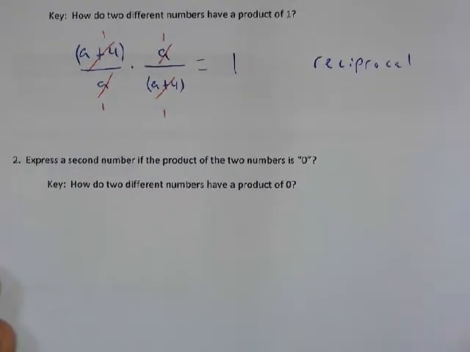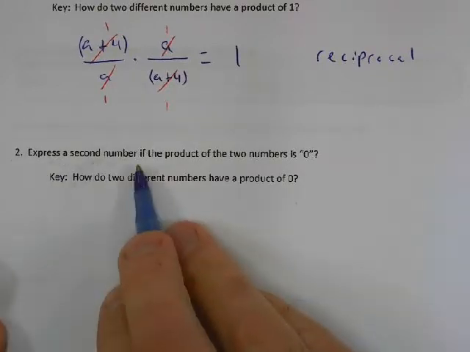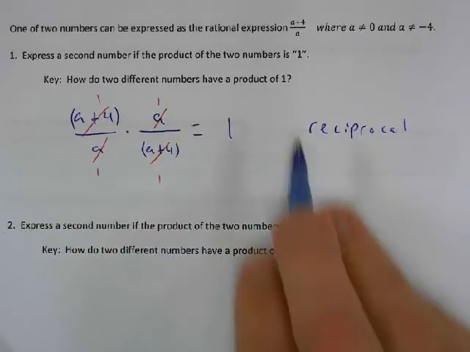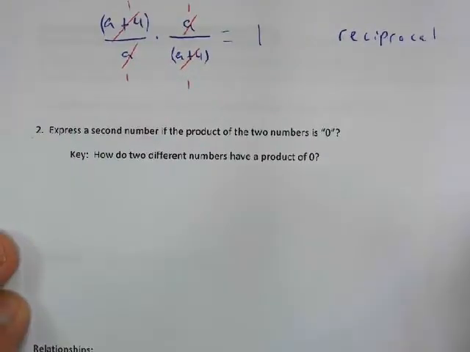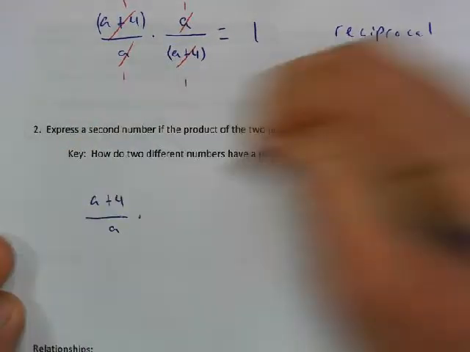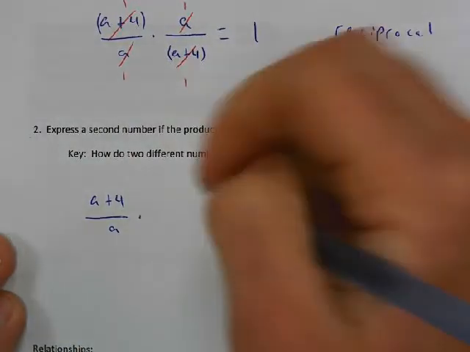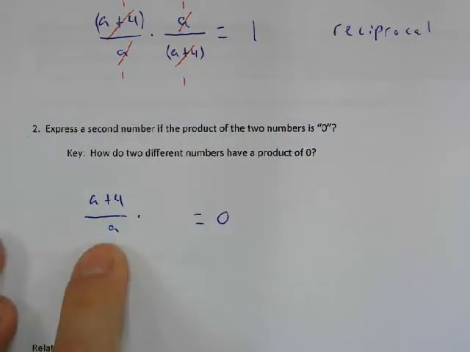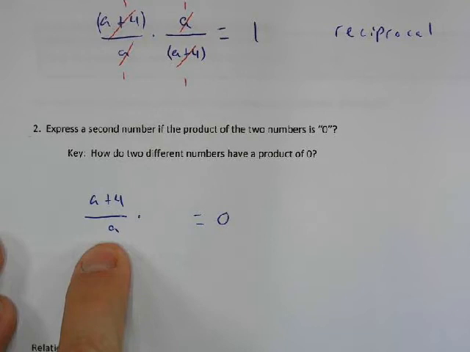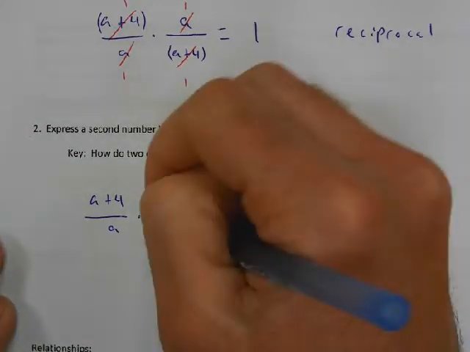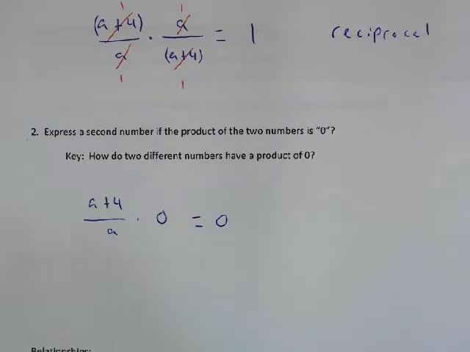A couple more things here. Number 2. Express a second number if the product of two numbers is 0. So they're referring to the same number we started with originally, a plus 4 over a. So this time we've got our number, a plus 4 over a, times, because again they're saying the product is 0, times some number equals 0. Okay, well, this number is not 0. They said that originally. So some number that's not 0 times something equals 0. Well, what's the only number that's going to work here? Well, 0, because 0 times anything is 0. So then our second number would have to be 0.